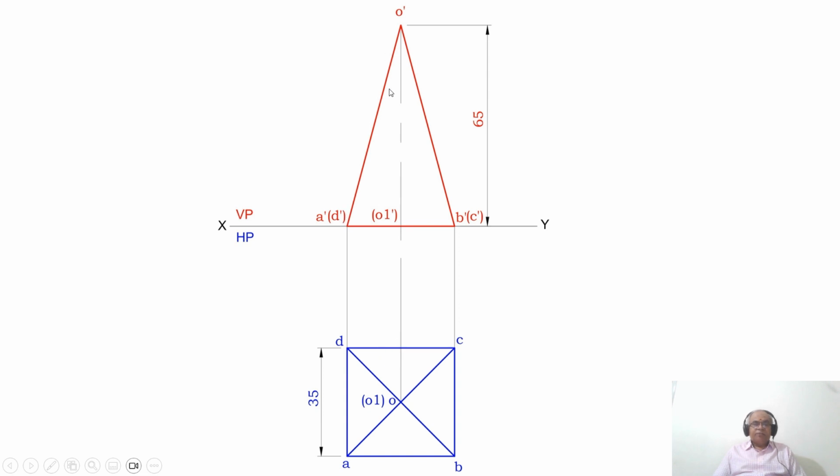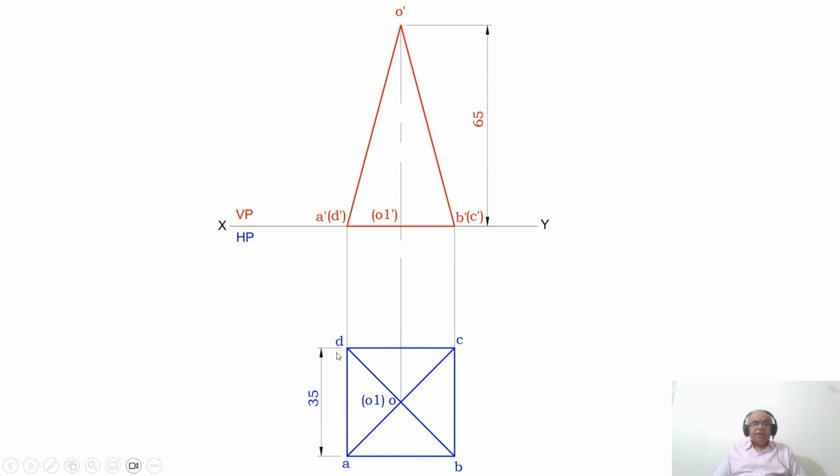Since as we look from the top view, O dash is visible and O1 dash becomes invisible, so O1 is in bracket. As we look from the front view, since AB is the edge which is hiding O1, therefore O1 dash is going to become invisible.